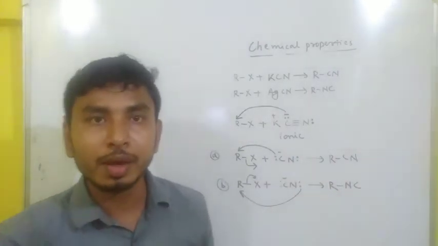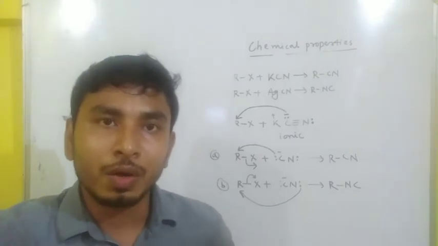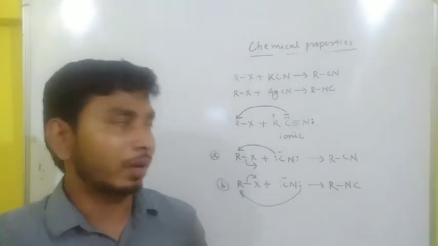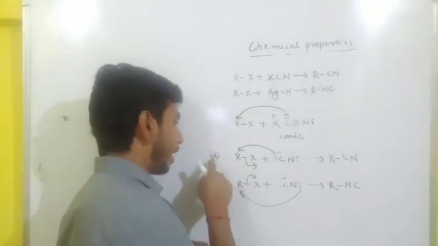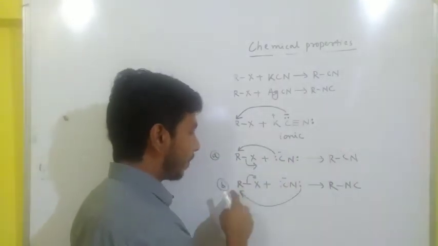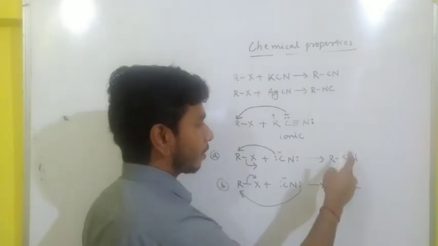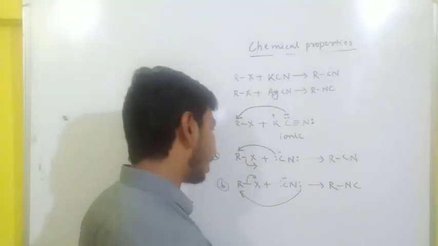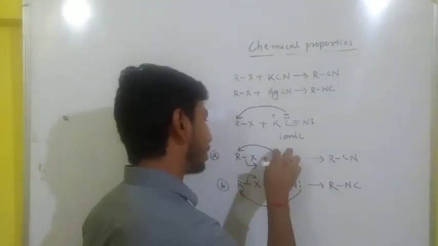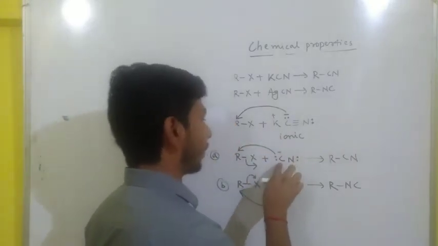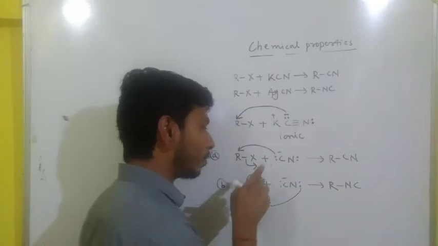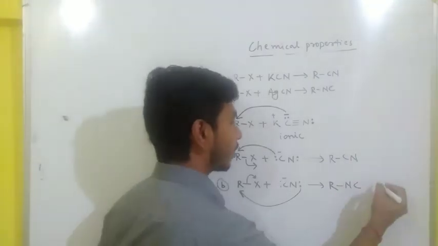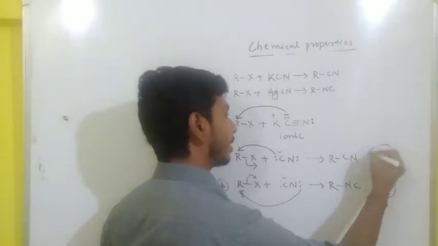Which is the stronger bond? Obviously, the carbon-carbon bond is stronger. So here in A, a carbon-carbon bond is formed. In B, a carbon-nitrogen bond is formed. So the carbon-carbon bond is stronger than the carbon-nitrogen bond. That's why the attack will take place with the carbon atom, but attack with the nitrogen atom will not take place, because the carbon-nitrogen bond is weaker.